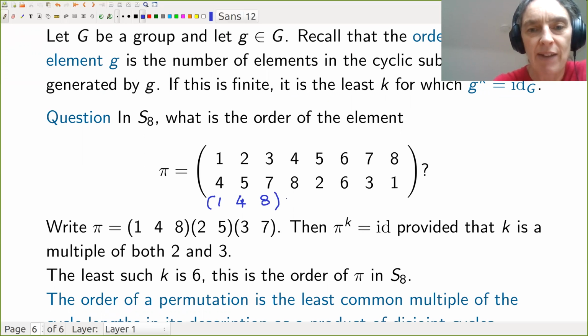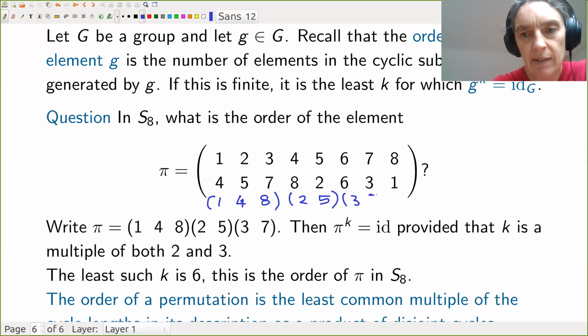What have I not had yet? I've had 1, I haven't had 2 yet. So I start the next one at 2. What happens to 2? 2 goes to 5. 5 goes back to 2, so I close the bracket. The first thing we haven't had yet is 3. 3 goes to 7. 7 goes back to 3, so we get another pair, another cycle of length 2.